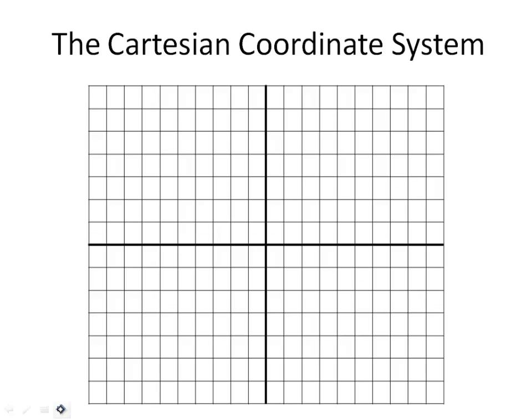So let's take a look at what the Cartesian coordinate system looks like today. You've got two axes, the x-axis, which is the horizontal axis, and the y-axis, which is the vertical axis. You also have the origin right at the center. You've got four quadrants that are created by this division: quadrant 1, quadrant 2, quadrant 3, and quadrant 4.